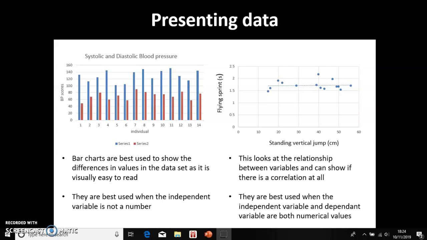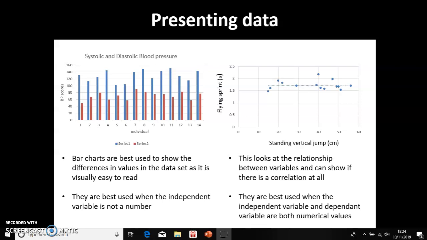So looking at a scatter graph, this looks at the relationship between variables and can show if there's a correlation at all. I've used flying sprint and standing vertical jump, and they did not have a correlation. We can see this as the values are scattered across the graph. They aren't in a line going from bottom to top or the other way, which would be a negative or positive correlation, which means they had a relationship.